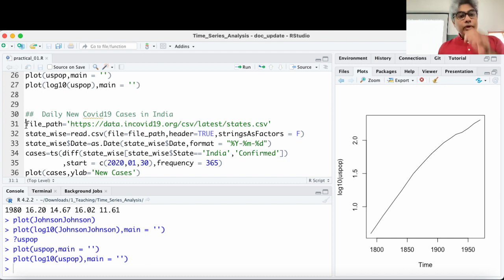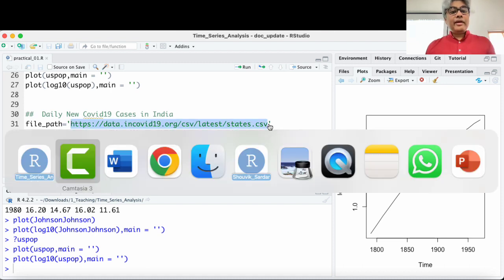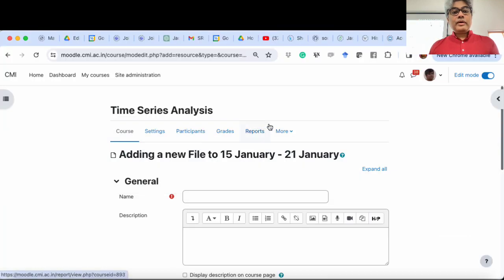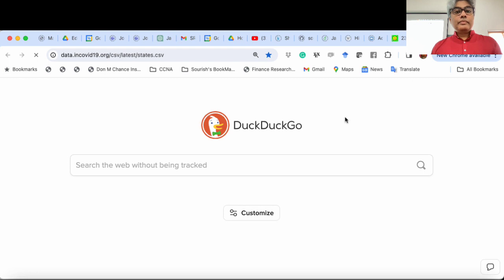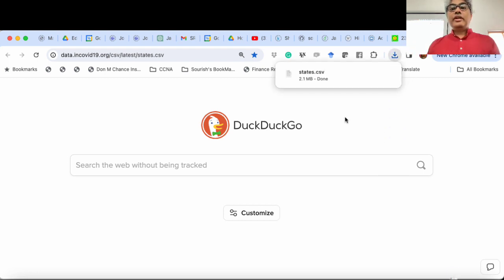Here is the piece of code for daily COVID-19 cases in India. Let me see if it is still there. Okay, yeah, it still downloads. Fine, it's working.